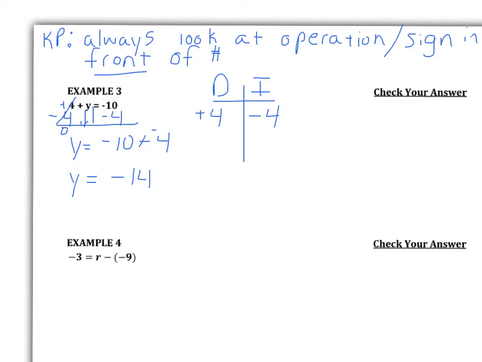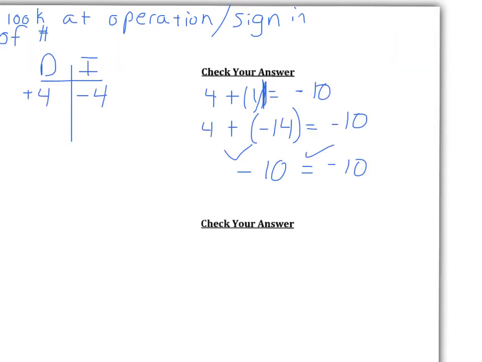Go ahead and check your answer now, plugging it in the exact same way that we've been doing, and make sure that our y is correct. So hit pause and check your answer now. As you can see from mine, your work should be the exact same, and it in fact does balance out. Negative 10 does equal negative 10.